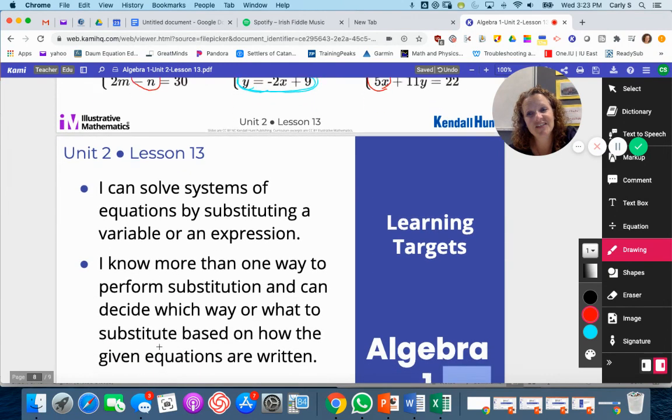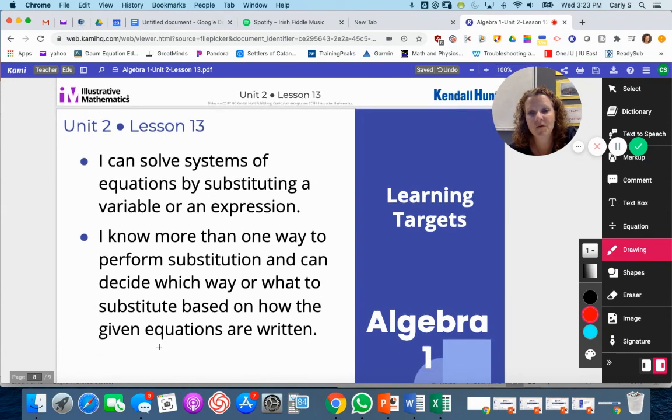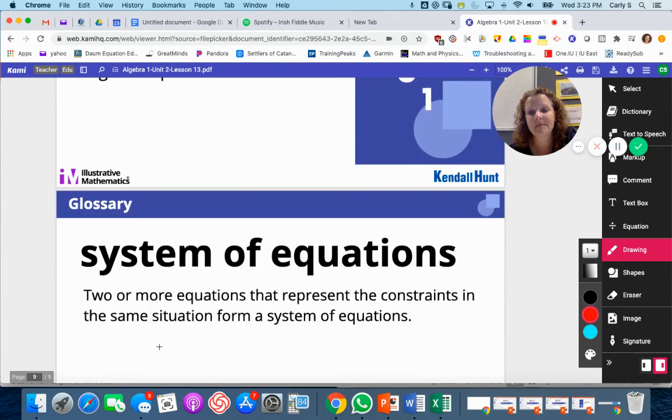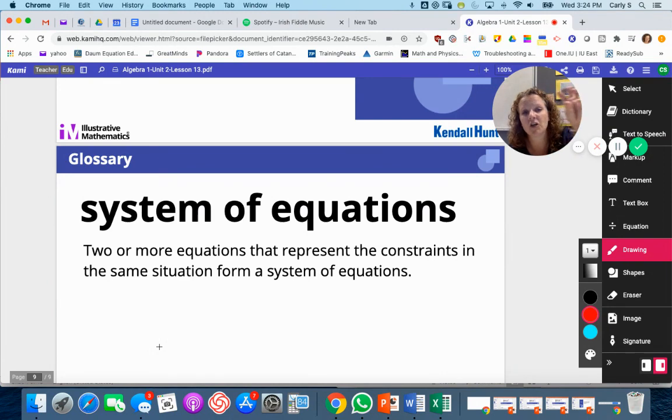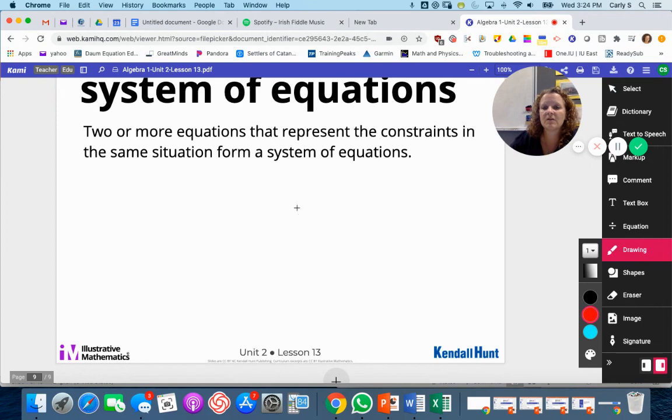Okay, so lesson 13. I can solve systems of equations by substituting a variable or an expression. I know more than one way to perform substitution and can decide which way or what to substitute based on how the given equations are written. And we have one new vocabulary term, system of equations: 2 or more equations that represent the constraints in the same situation form a system of equations, and they're always written with the squiggly bracket. We've got an equation and an equation.